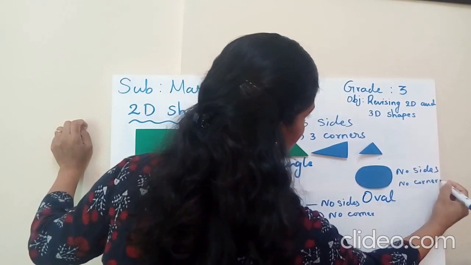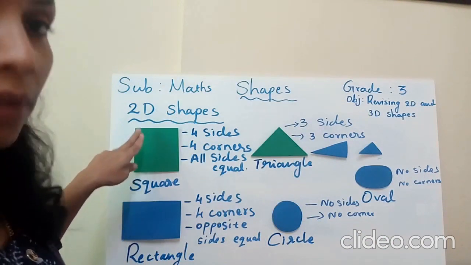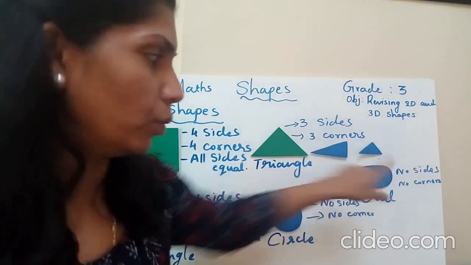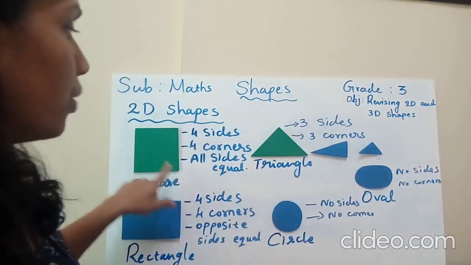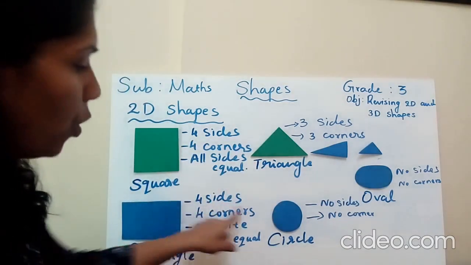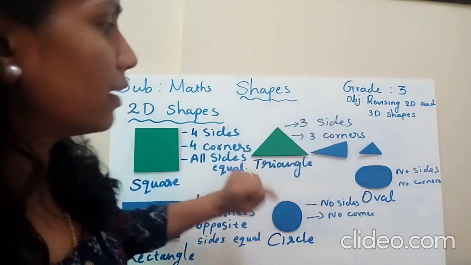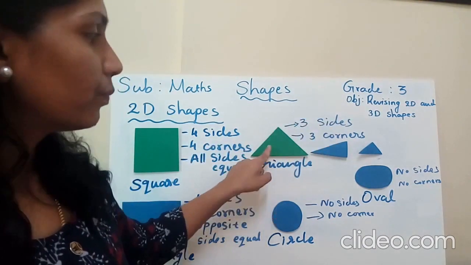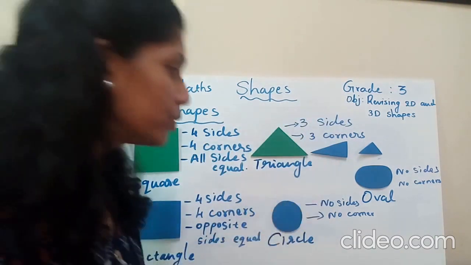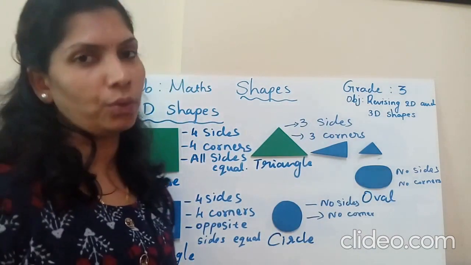no corners. Okay. So we have learned 2D shapes, the basic 2D shapes, that is square, rectangle, triangle, circle and oval. The square has 4 sides, 4 corners and all the sides are equal. And the rectangle has 4 sides, 4 corners and opposite sides are equal. And the triangle has 3 sides and 3 corners and it can be different sides. Okay. And the circle has no sides and no corners, and the oval also no sides, no corners.